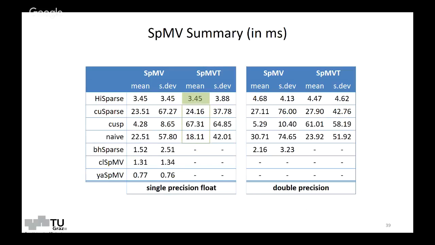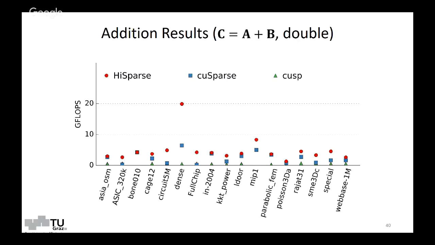And for the transpose case, this is not even handled by the specialized formats. You can see that we clearly beat the others. And also for double precision, you see the same numbers more or less, or the same ratios. Okay, so much about SPMV.